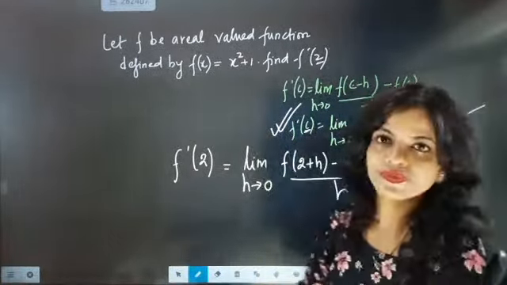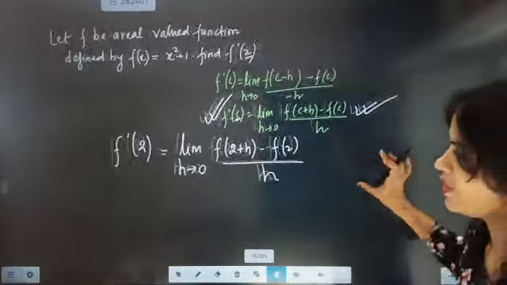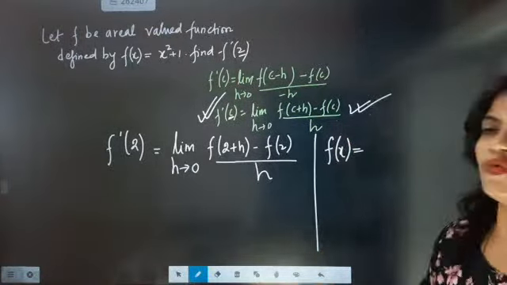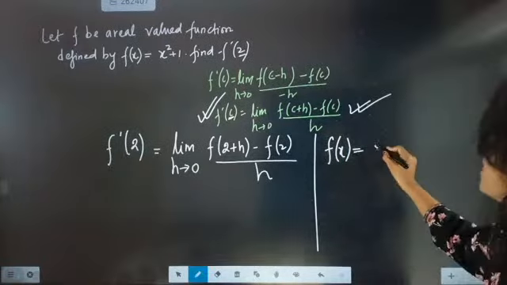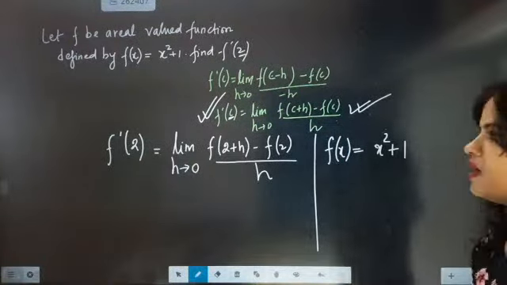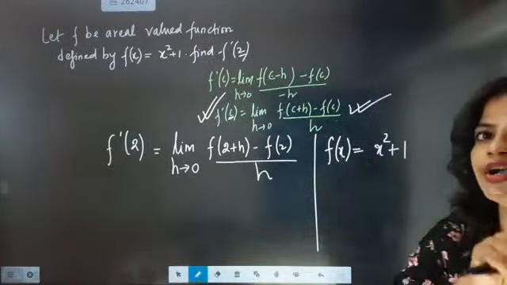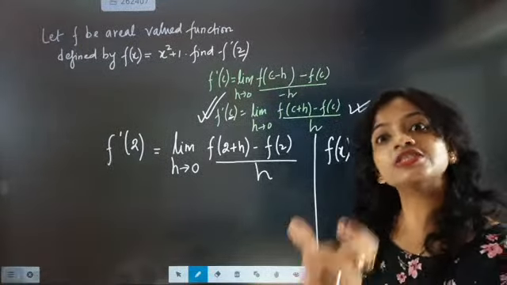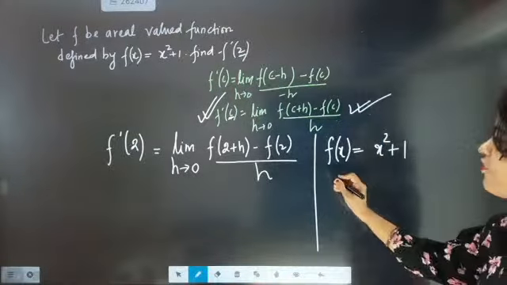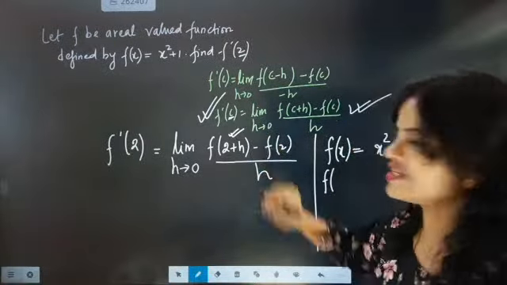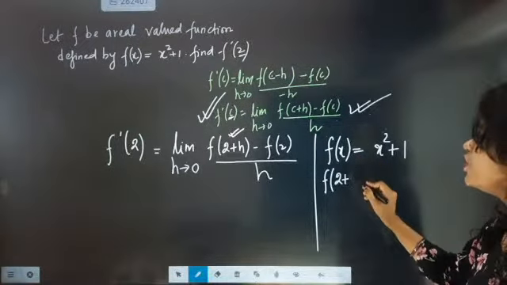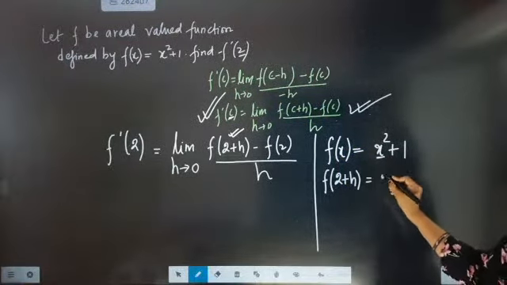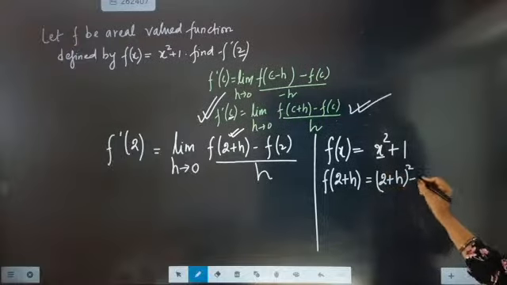Now what is your function? Just focus here on the next important point. The function given to you is f(x) = x square plus 1. For solving this, I am coming here to let you understand one very important point. Here f(x) = x square plus 1. Now instead of x, if you are going to use 2 + h, then wherever x is there, it will become (2 + h) whole square plus 1.